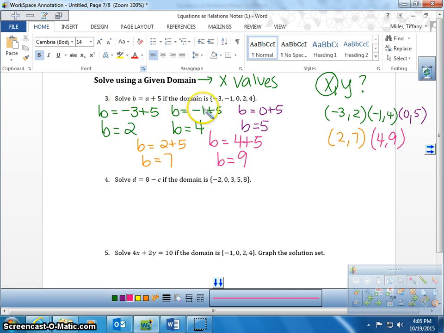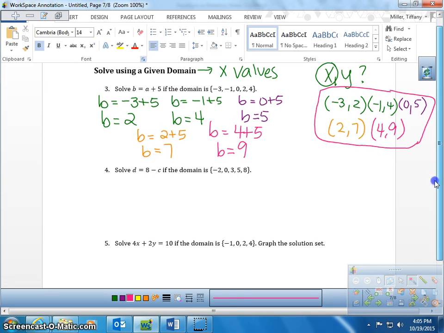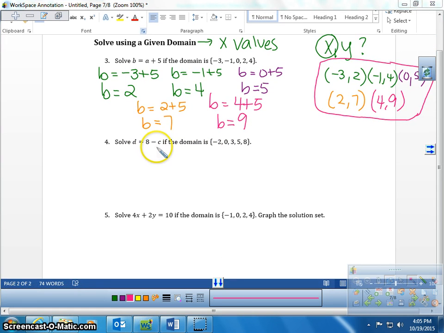So I'm going to solve this, and this would be my answer. This is the list of ordered pairs that we have if we have the domain of negative 3, negative 1, 0, 2, and 4. The only difference of the next one is that we have variables c and d. So again, the c would be considered the x because c comes before d in the alphabet. So you're going to plug in each value for c.